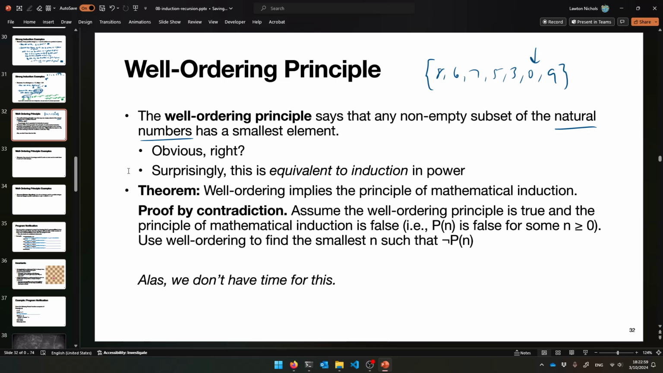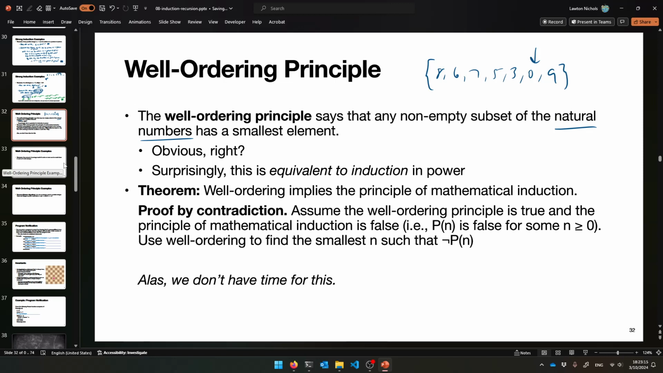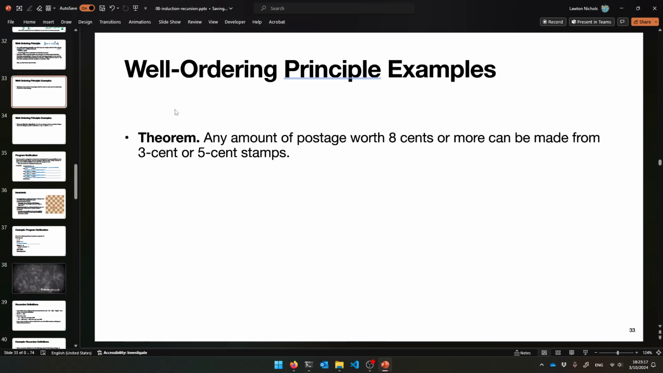Go and look in your book or on YouTube if you want to. But well-ordering is just as strong as induction, which is just as strong as strong induction. So you have options when you want to make proofs now. Sometimes it's easier to focus on the well-ordering principle when you're making a proof. So let me show you some examples of that.